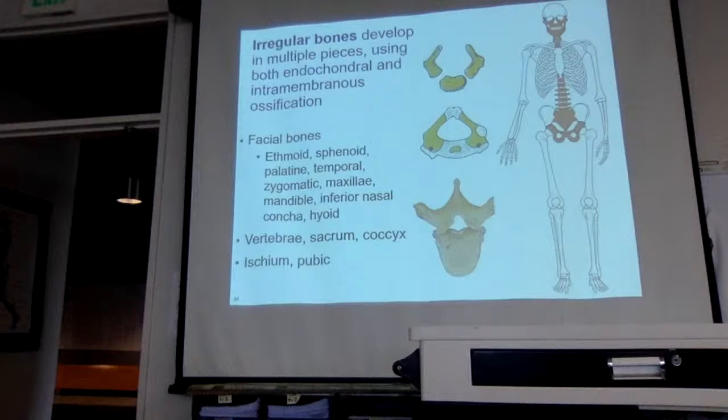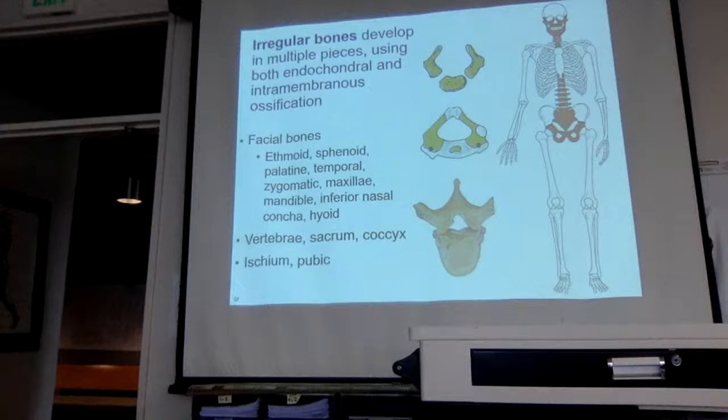All right, last one, irregular. This is, if it doesn't fit into any of these categories, it's irregular. Your best examples of irregular bones are your facial bones and your vertebrae. Facial bones are shaped really funny, as we'll see. And your vertebrae have an interesting shape as well.